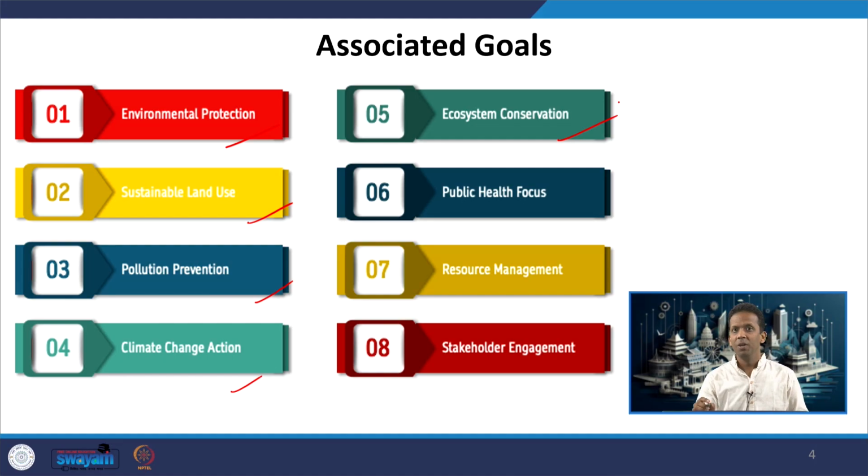Ecosystem conservation: because of the use of resources from nature, ecosystems get damaged, and to conserve them is an important goal. Public health focus: public health is very much dependent on the environment. We need clean air, clean water, we need greenery, we need oxygen to survive. So, that is the public health focus, because of which environmental planning becomes important for all industries and organizations. Then resource management and stakeholder engagement. So, these are the goals associated with environmental planning.